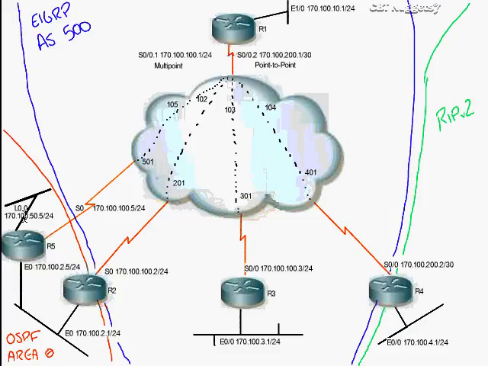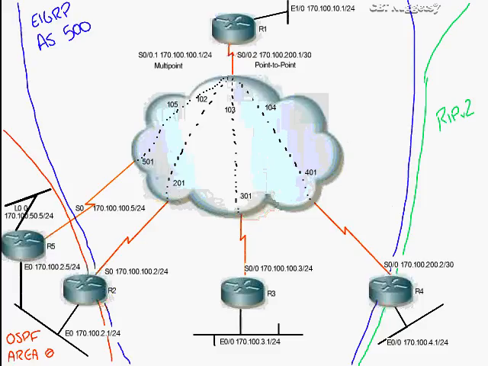OSPF routes, this loopback interface for instance, are going to be coming from router 5 to router 2 and getting looped in both directions from router 5 and router 2 in the EIGRP autonomous system. So, definitely got some things to consider here.